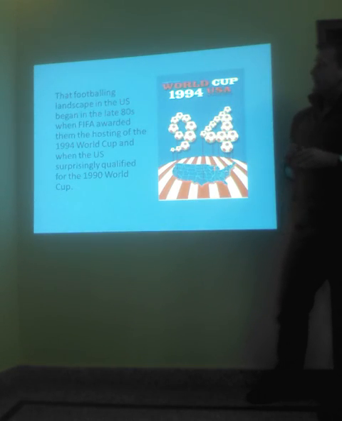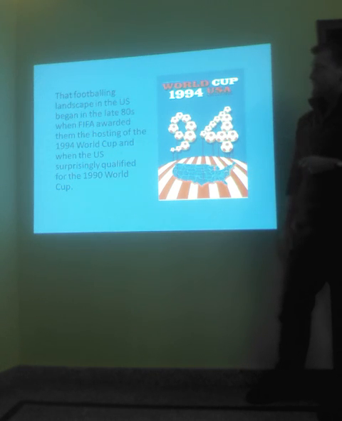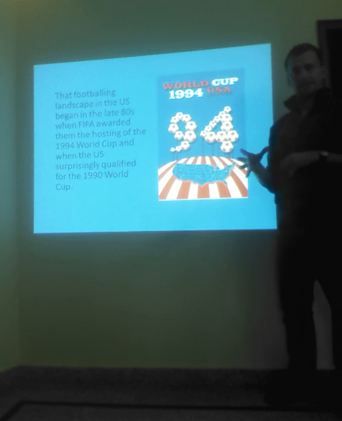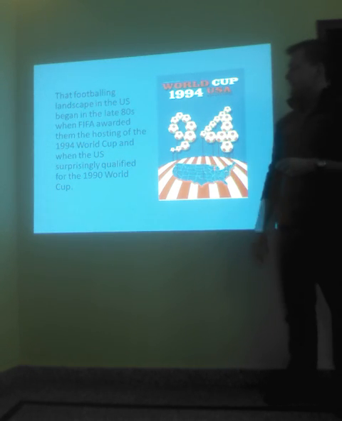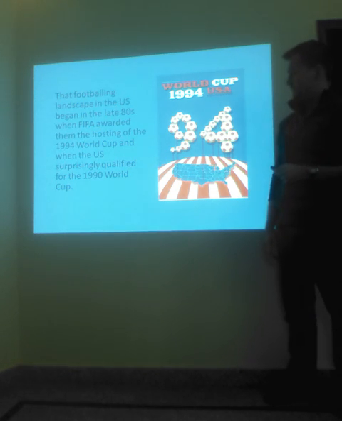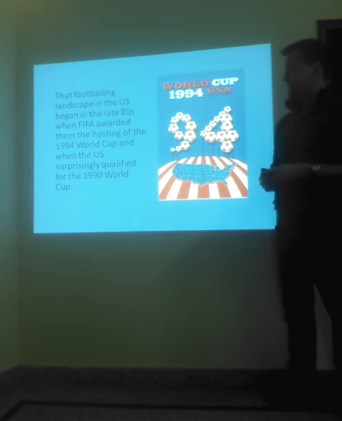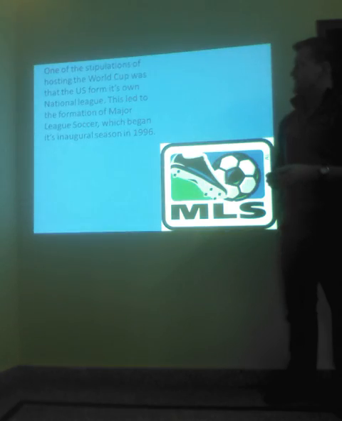All right? The modern footballing landscape in the United States began in the late 80s when FIFA awarded us the hosting rights to the 1994 World Cup. So this event right here is when the modern landscape of US soccer began. Okay, we also surprisingly qualified for the 1990 World Cup, and we didn't even have a professional league at the time. So that was very interesting. And that sort of kicked off the passion and the growth of the game in the United States.